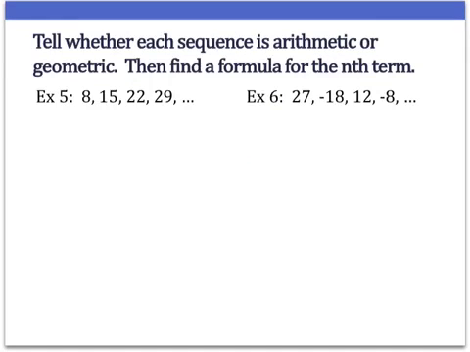Last examples, we're going to tell whether each sequence is arithmetic or geometric. And the way we can do this is by checking the differences. So if we subtract right here, what we have to add from 8 to get to 15 is 7. And here we're going to add the same thing. Arithmetic means add. So that means we have a difference of 7 and that this is an arithmetic sequence.